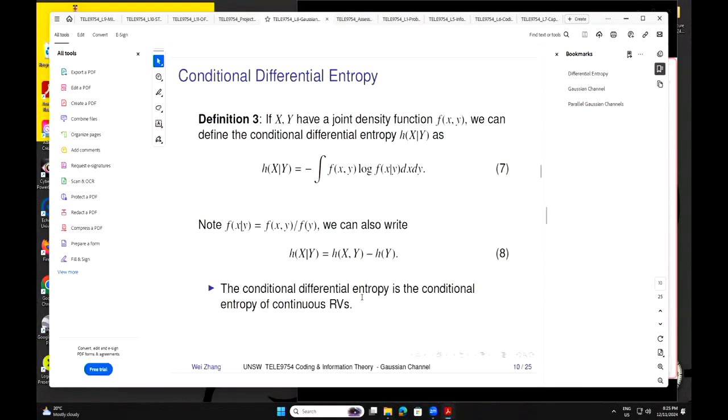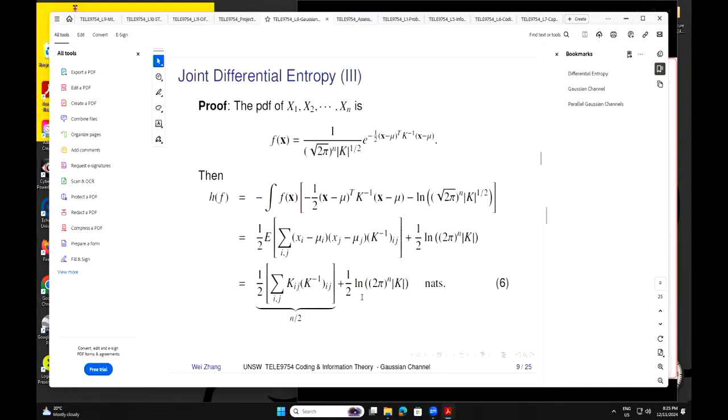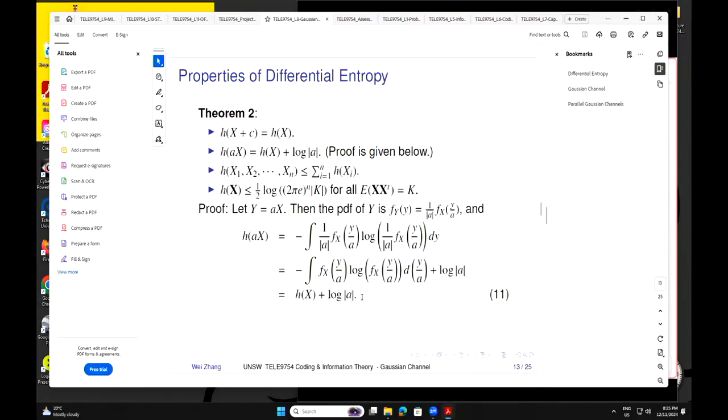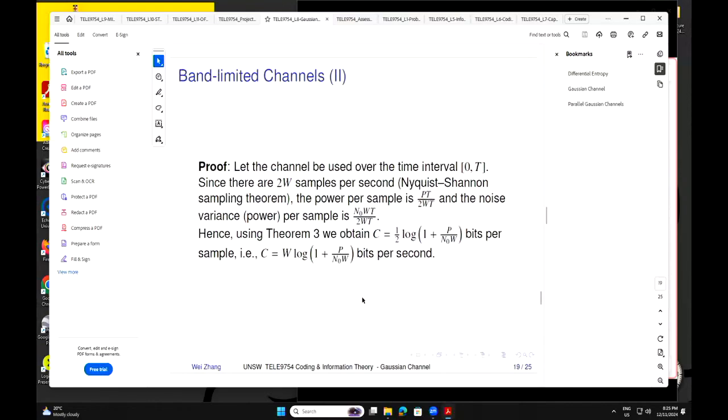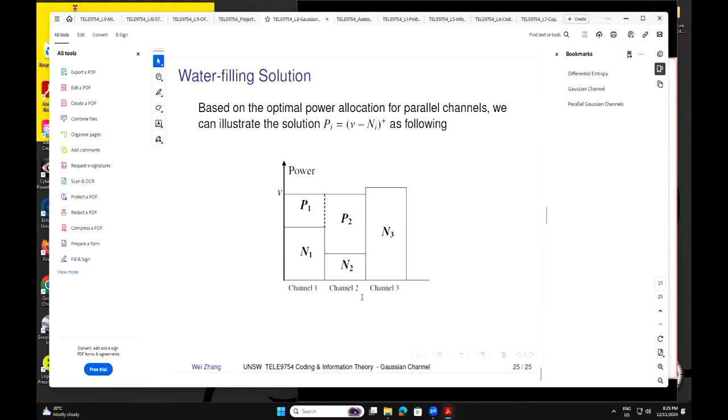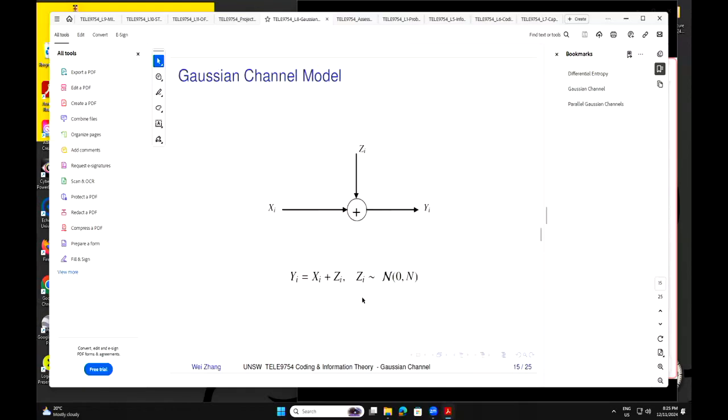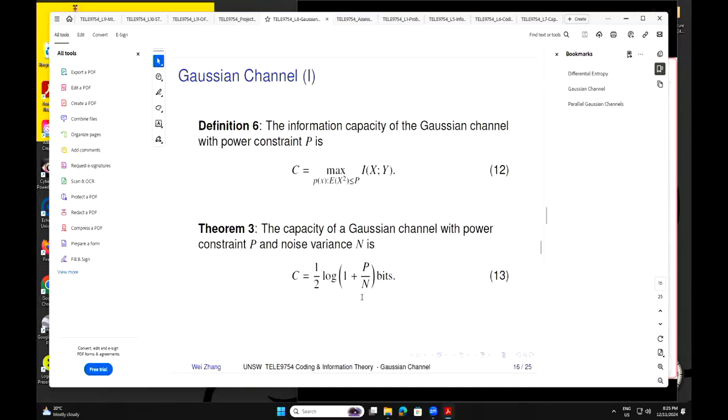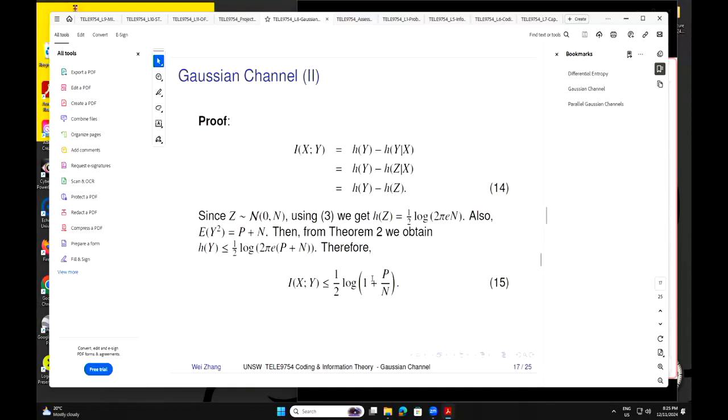Gaussian channel, I think that's mainly the concepts, right? The major thing may be the water filling solution, this part. Before that, for the Gaussian channel, the only thing I think is important is theorem 3. Can you derive this formula by yourself, right? Capacity is given by the maximum of mutual information; how do you get it step by step? This page is important. You can write it by yourself, okay? That means you should understand what the capacity of the Gaussian channel is.